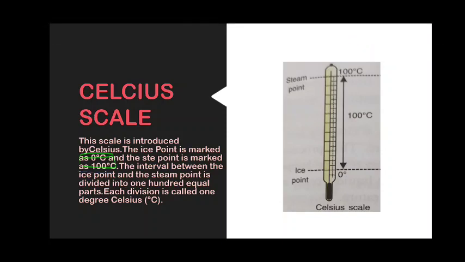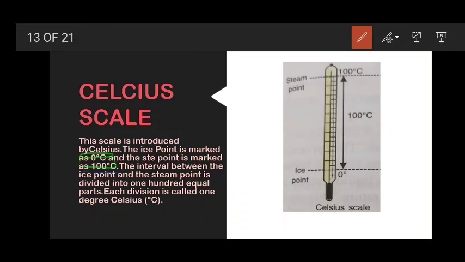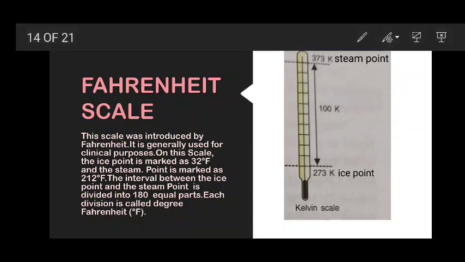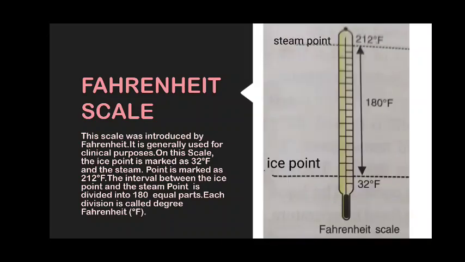And the interval between the ice point and the steam point is divided into 100 equal parts. So you can see in the diagram 100 equal divisions are there, and each division is called 1 degree Celsius. Clear? Next is the Fahrenheit scale. This scale was introduced by Fahrenheit. Fahrenheit is the name of the scientist, and this scale is generally used for clinical purposes. Clear? Means in day-to-day life also we use Fahrenheit thermometer to measure the temperature of the body.